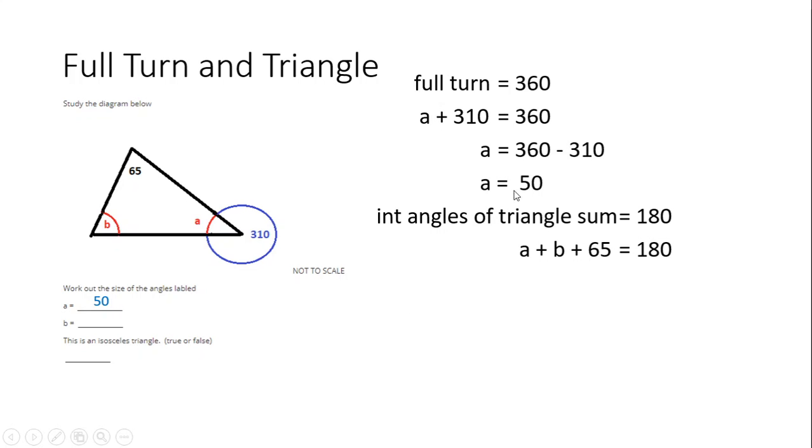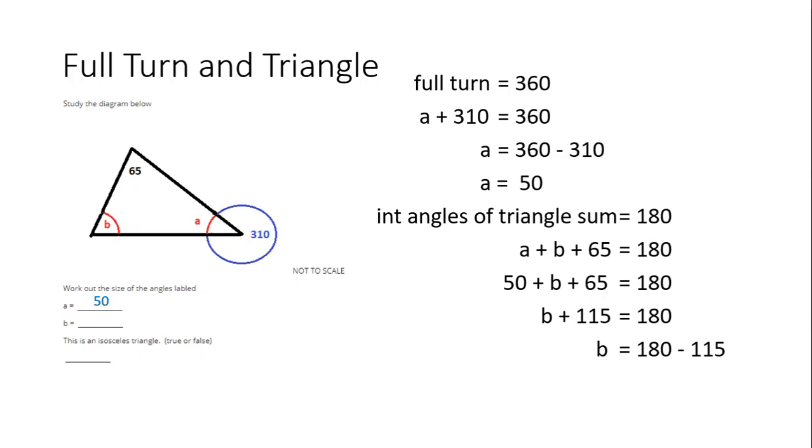Now I already know what A is, I just worked it out. So I can put that value into my equation. That's going to be 50 plus B plus 65 equals 180. To find out what B is, let's simplify this a bit and then get B on its own. The 50 plus the 65 makes 115. So B plus 115 is 180. And B on its own, I'll need to move that 115 to the other side, and that's 180 minus 115. B is 65.